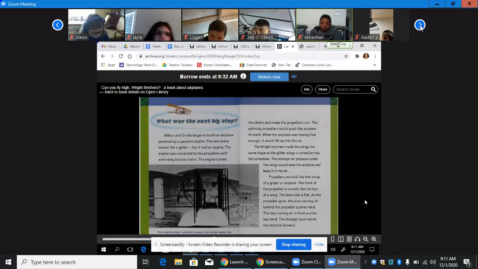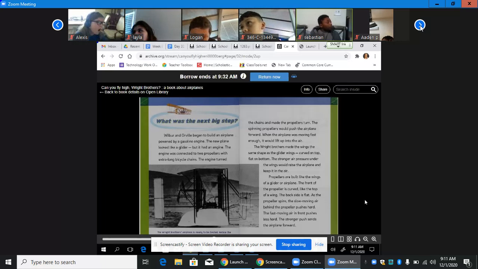Propellers were built like the wings of a glider or an airplane. The front of the propeller is curved like the top of a wing. The back side is flat. As the propeller spins, the slow-moving air behind the propeller pushes hard. The fast-moving air in the front pushes less hard. The stronger push sends the airplane forward.